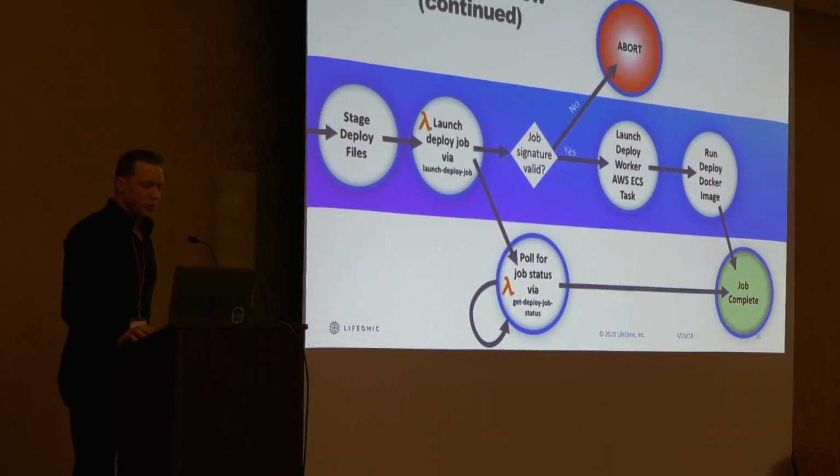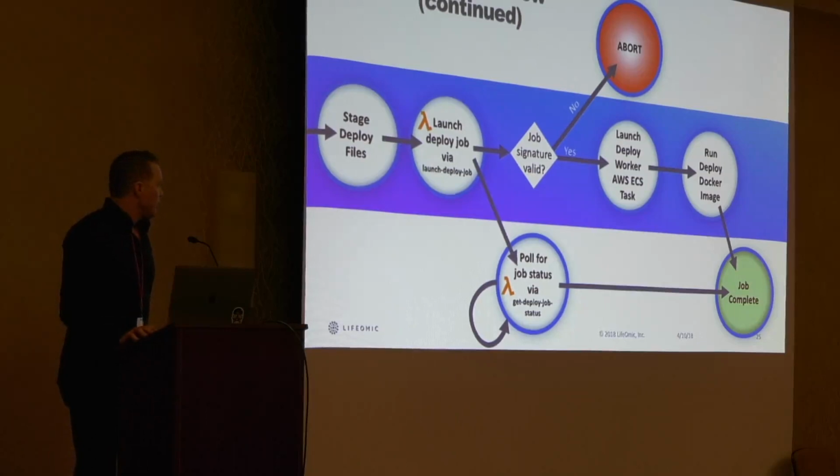So once the deploy job finishes, we stage our deploy files, which basically means we copy what's going to be moving into the environment into a temporary location. And we do this to keep track of an audit log of all the changes that got moved into that environment. This is where we stage the deploy files, which includes the Docker deploy image. We also create a deploy manifest file, which is just a JSON file that's describing the change. And once those files are in place, we launch the deploy job, which is via a Lambda function.